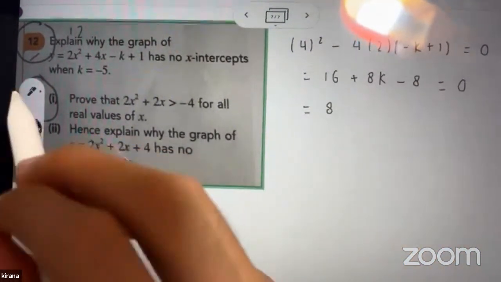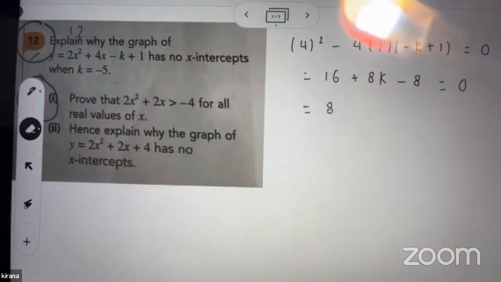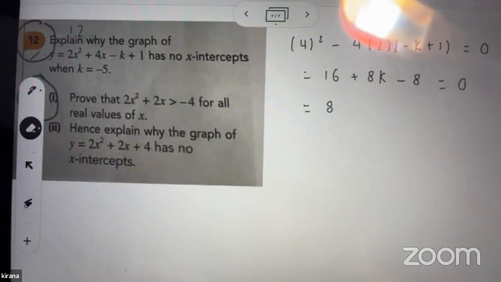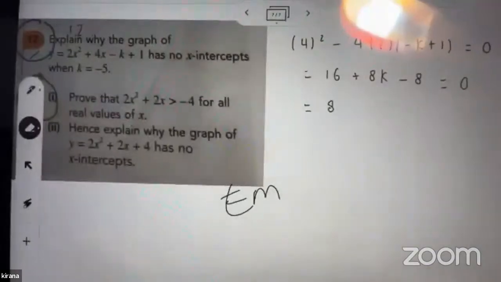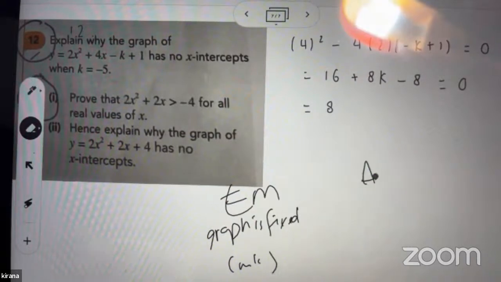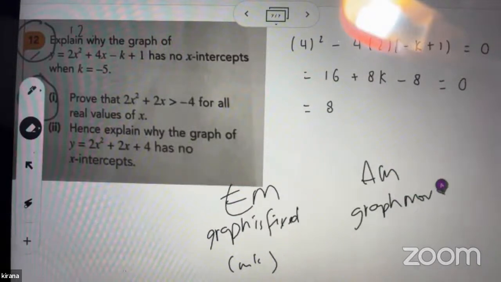Let me explain. Listen to me for a while. Kirana, in E math, there is no k. Did you remember me saying that? In E math, there is no k. In A math, there is k. That means in E math, the graph is not moving around. The graph is fixed because no k. In A math, they move the graph around. Graph moves, there is k.